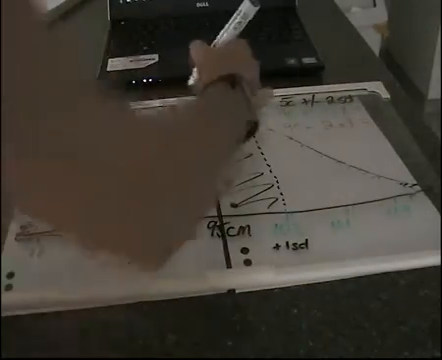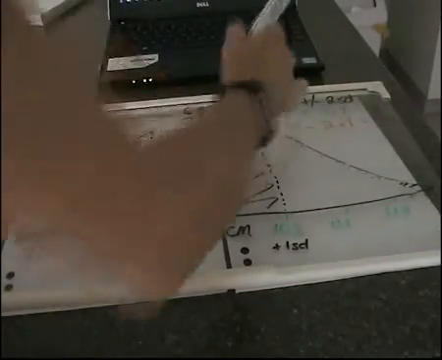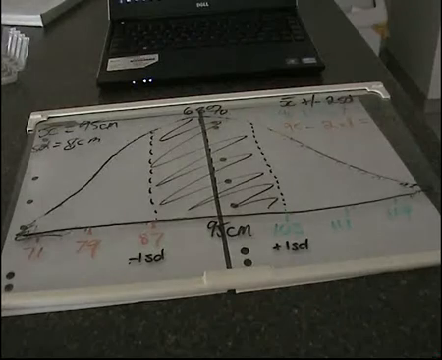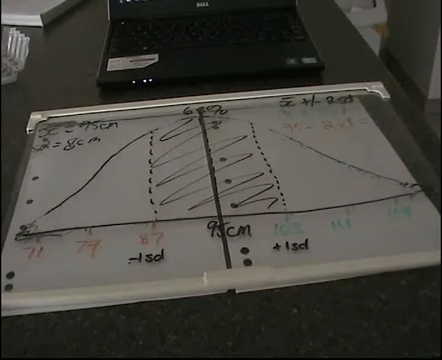Look back in your notes. 68% of footballers have a chest size between 87 centimetres and 103 centimetres. So that's the answer to our first question. And I'm going to stop there.